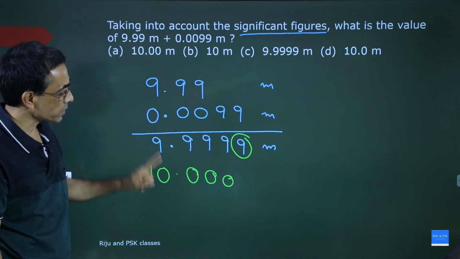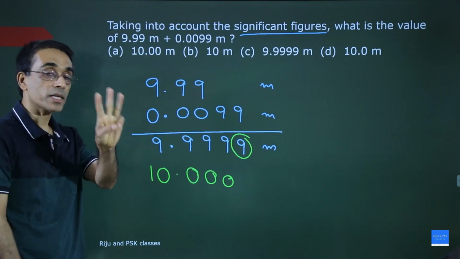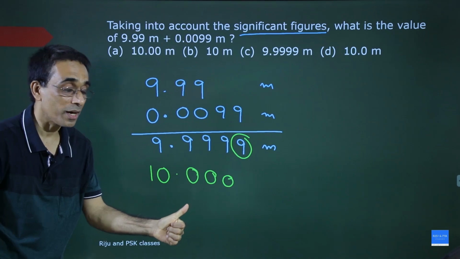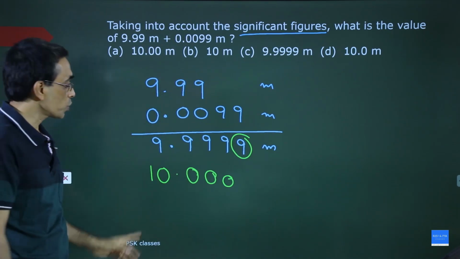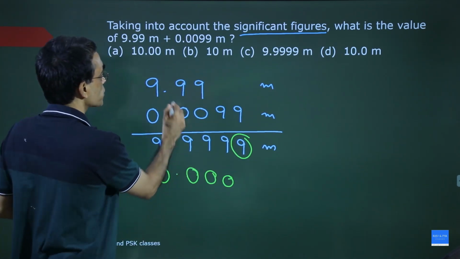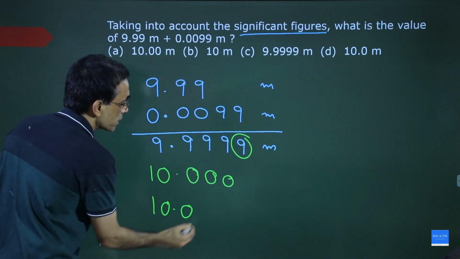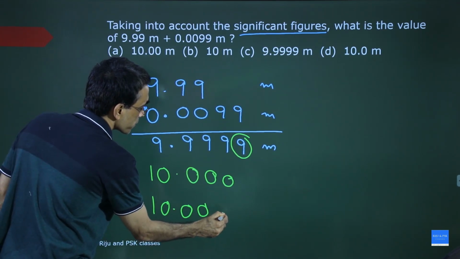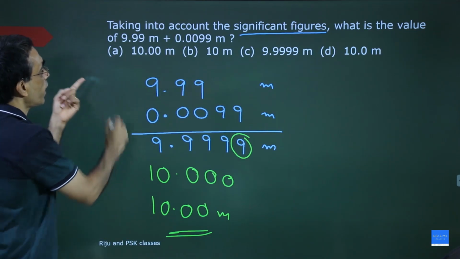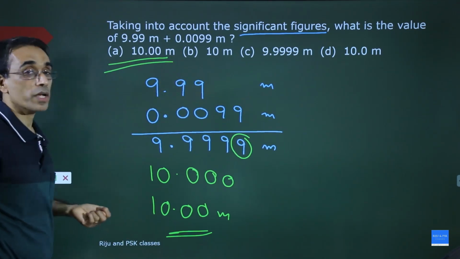Now after the first round off, you get a number with 3 decimal places. But this is not allowed, this is not acceptable. To accept this, you need to reduce the decimal place to 2. So this can be easily rounded off to 10.00 meter. So your final answer will be option A, 10.00.